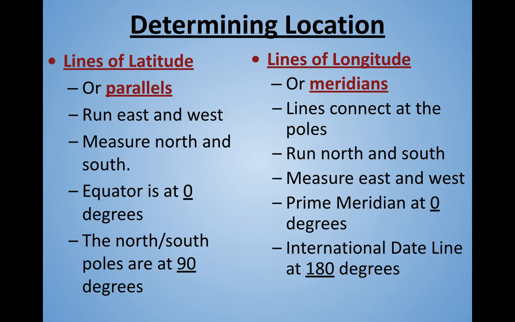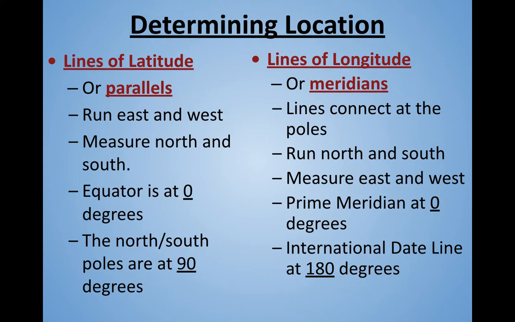And then the poles. The parallels, or the lines of latitude, run all the way north-south, and they go up to 90 degrees. So each pole is 90 degrees north or 90 degrees south.